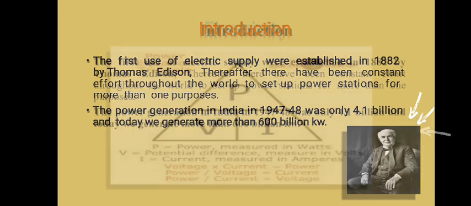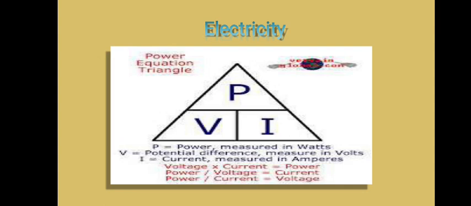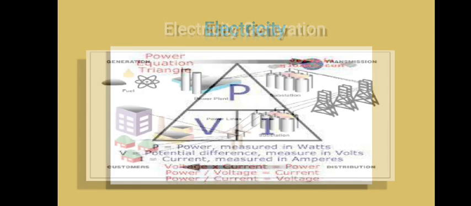Electricity. The power equation triangle, P, V, I. P is the power measured in watts, while V is the potential difference measured in volts. I is the current measured in amperes. Voltage times current is equal to power. Power over voltage is equal to current. Power over current is equal to voltage.